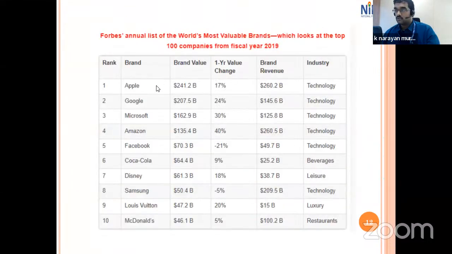Yes, so you can see in the slide over here, this is Apple. Apple has a brand value of $241.2 billion US. This is much more compared to Samsung. Samsung is in eighth position. So you can see over here the brand value of Apple is much higher compared to Samsung. This is because of IP rights. Apple has protected their phone so much that automatically the brand value increases.